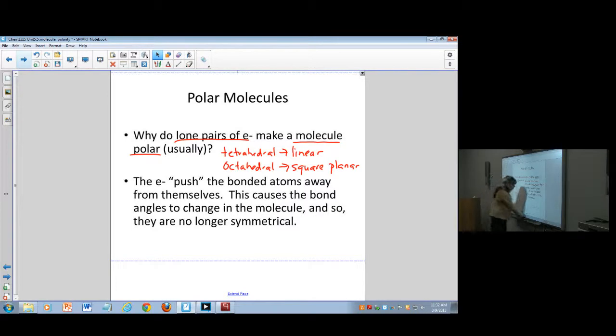But the lone pairs of electrons that we looked at under VSEPR that are on these atoms end up pushing the bonded or localized electrons away from themselves. And that causes the bonds to change from their ideal bond angles, which you should know. The ideal bond angle is going to end up being greater than the actual bond angle. And therefore, that creates a non-symmetrical structure that ends up being polar. I think that's it.